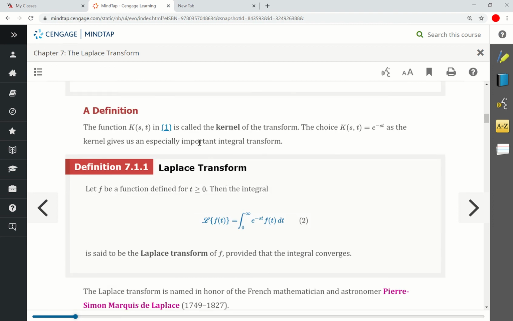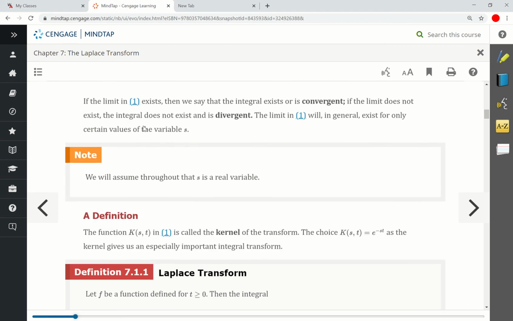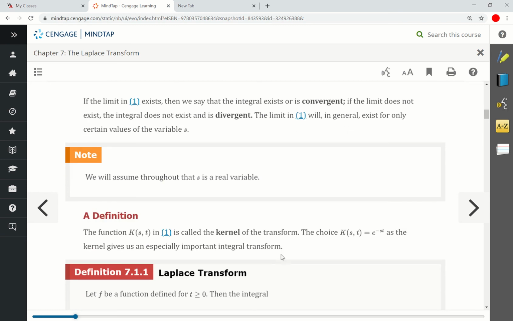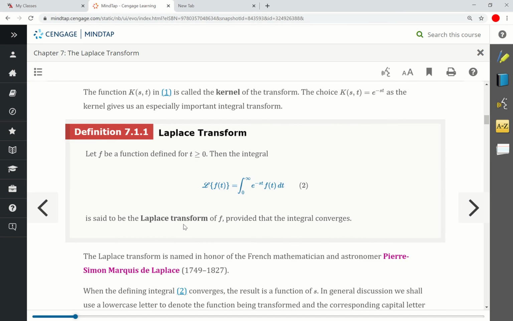The function K(s,t) that's used in this integration is what's referred to as the kernel of the transformation. By choosing a specific kernel function, if we define K(s,t) to be e to the negative st, then that produces the Laplace transform. So this is the definition of the Laplace transform.